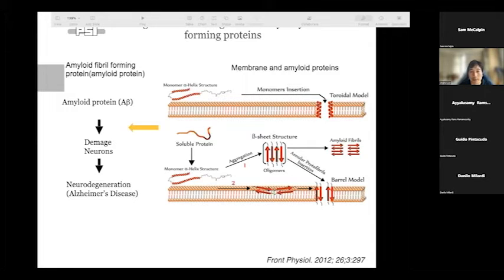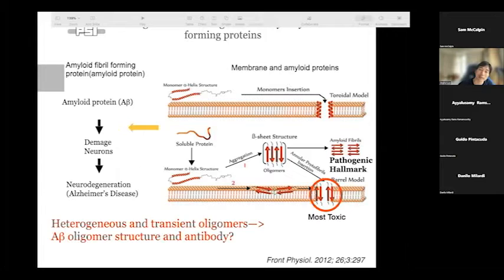For example, the amyloid protein can form a toroid pore, and it can also aggregate into beta sheet oligomers, which can insert into the lipid membrane as a barrel model. Eventually all of them can deposit as fibers, which is the indicator for the disease. But in reality, the most toxic one is the oligomer. So if we study the oligomer, we are able to understand the molecular mechanism of the toxicity of amyloid proteins.